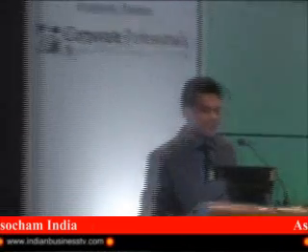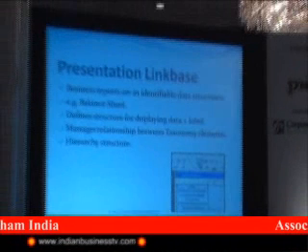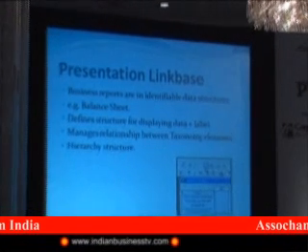Then there is a presentation Linkbase. It gives the presentation in the chart format that we prepare, in the tree structure that we prepare the accounts, group, ledger, sub-ledger, all those kinds of presentation is there in the presentation file. There is a separate presentation file for this purpose.